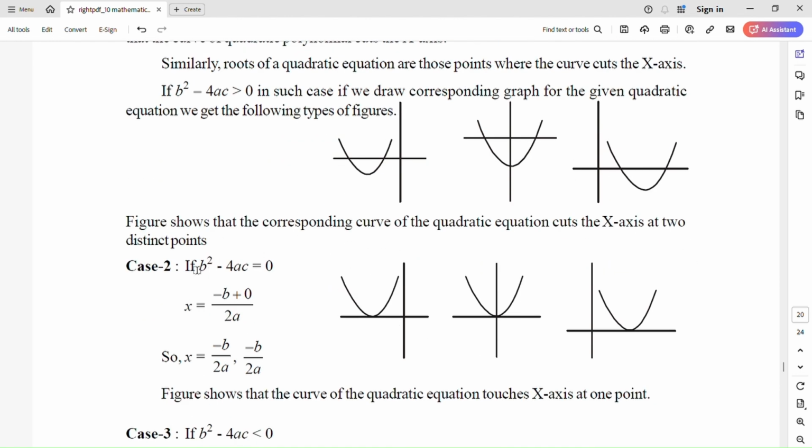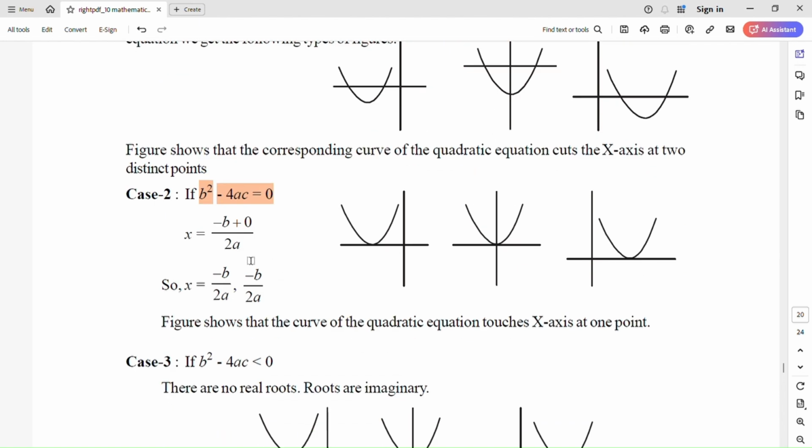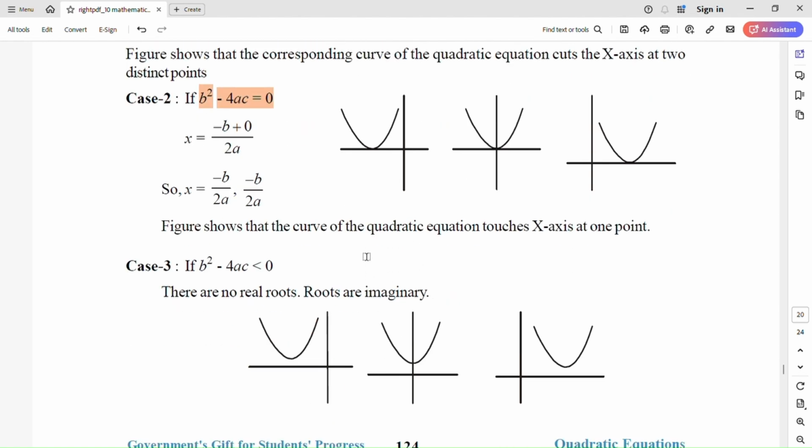If b square minus 4ac is equal to 0, that means your root is basically minus b by 2a, that's it. There is only one root, correct. And the parabola looks like this. It will intersect with the x-axis only at one point, either it is 0, negative or positive, but you will have only one value.